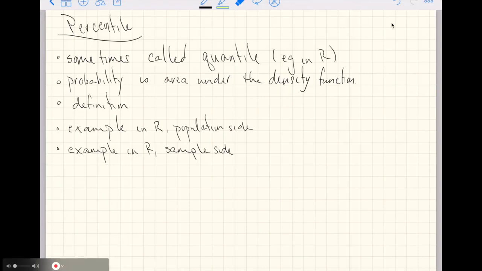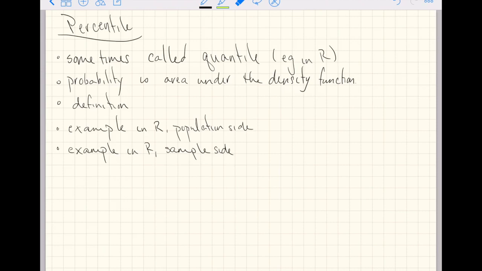This video is going to introduce the word percentile. Here's the outline of how the video is going to go. I'm going to remind you that in other contexts, other software, other environments, you might see the word quantile used in place of the word percentile.